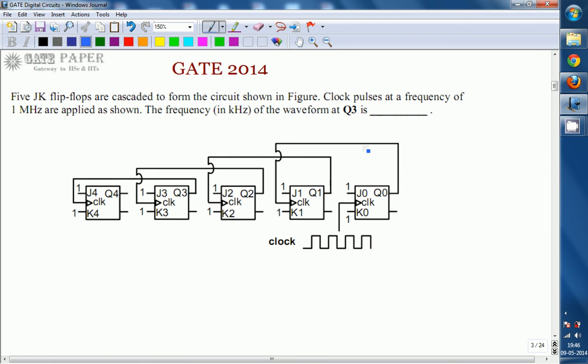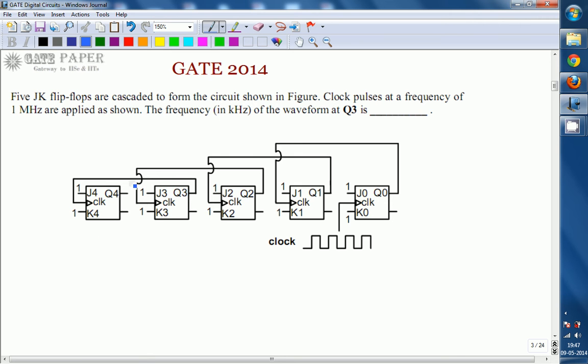Hello, we are discussing the GATE 2014 ECE paper, and the topic we are discussing is digital circuits. 5 JK flip-flops are cascaded to form the circuit shown in the figure. Clock pulses at a frequency of 1 MHz are applied as shown. The frequency in kilohertz of the waveform at Q3 is? What is the frequency present at Q3?